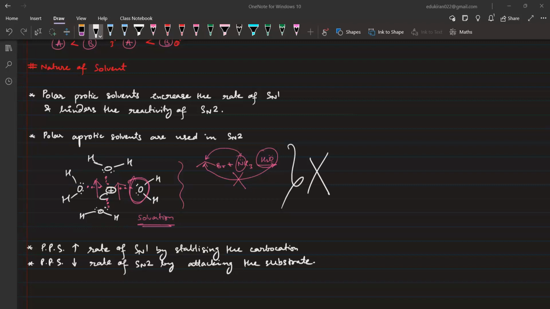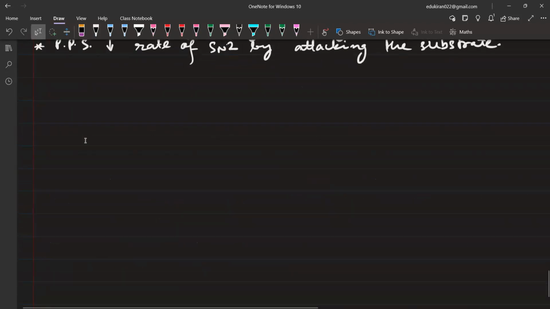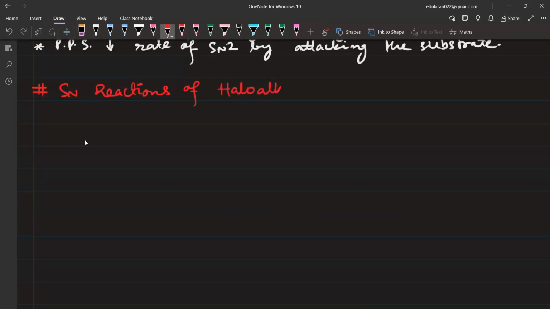Now, these are the different factors. And next, we are going to look at the reactions of SN, nucleophilic substitution. What reactions happen in it? Write the heading: SN reaction of alkene. Okay. Now I'm going to write a few reactions.